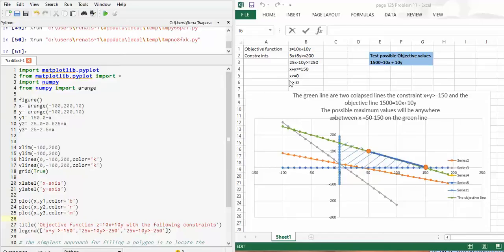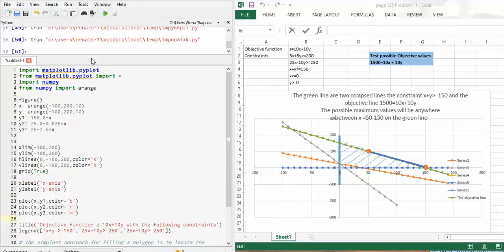On the right, you see the solution in Excel. You have the objective function z equals 10x plus 10y. The constraints are 5x plus 8y greater or equal to 200, 25x minus 10y greater or equal to 250, x plus y is greater or equal to 150, x is greater or equal to 0, y is greater or equal to 0. Okay, the graph as it shows in Excel is this, and what we want is to shade the area in between the lines. Let's see how we can do that in Python.